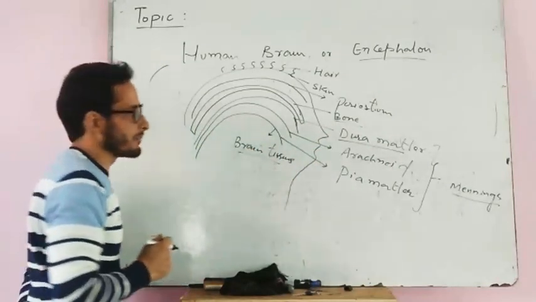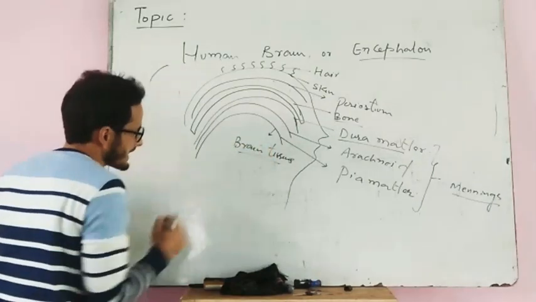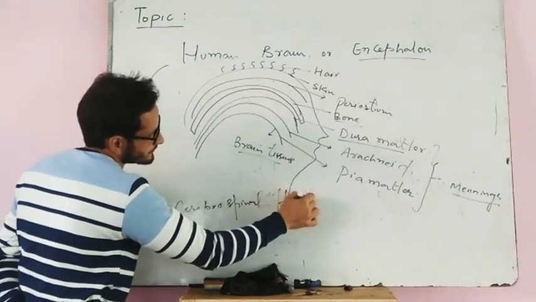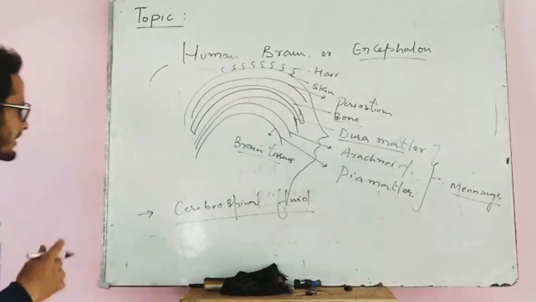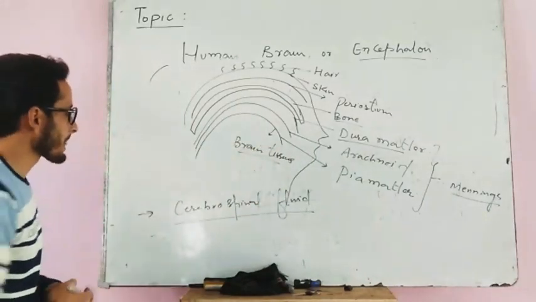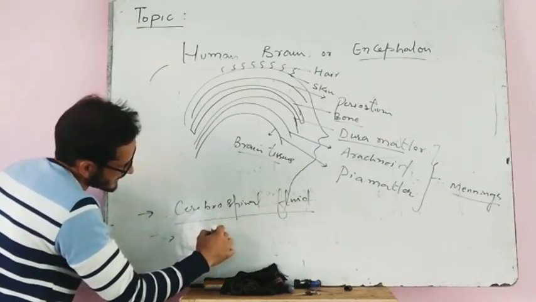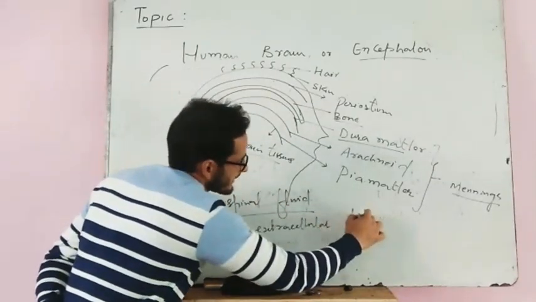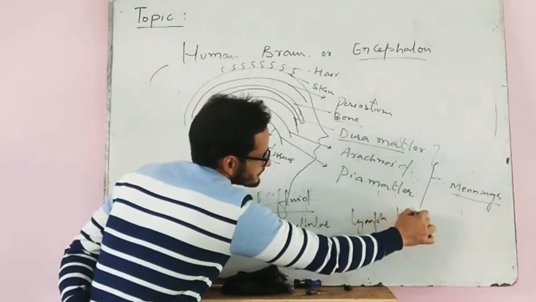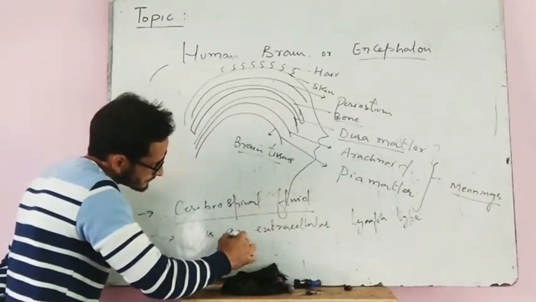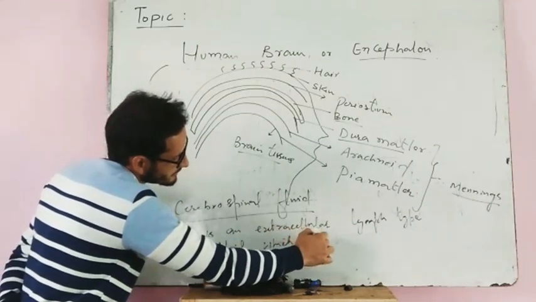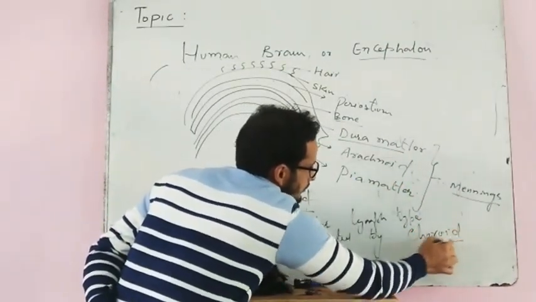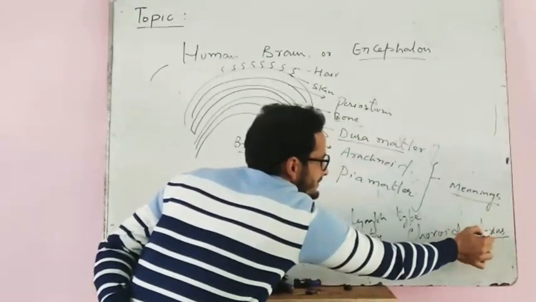These three protective membranes which cover the brain as well as spinal cord remain filled with a fluid called cerebrospinal fluid. Now, the question arises here, what is this cerebrospinal fluid? The cerebrospinal fluid is an extracellular lymph type fluid which is secreted by the choroid plexus.